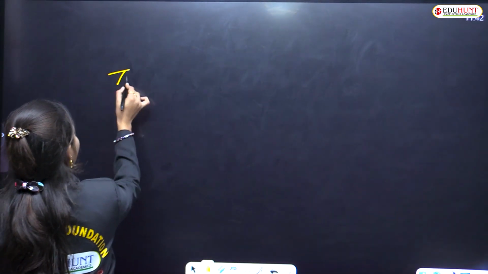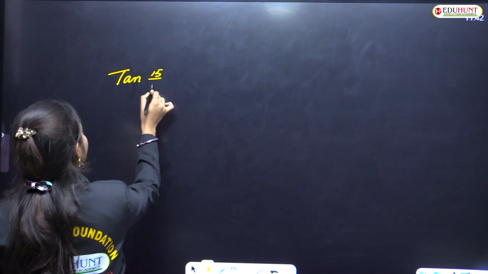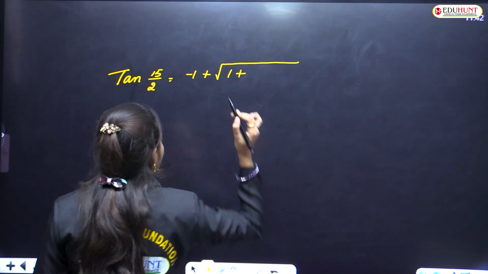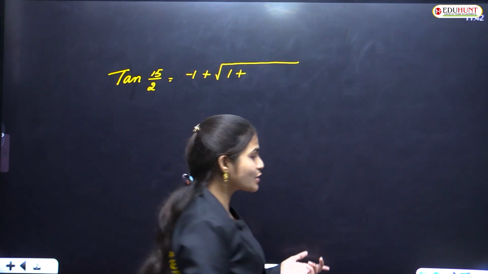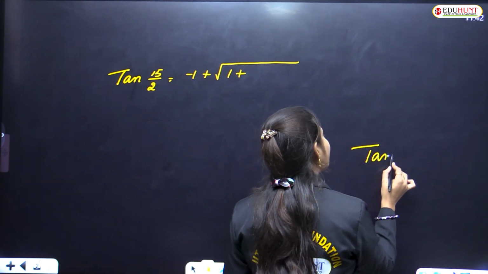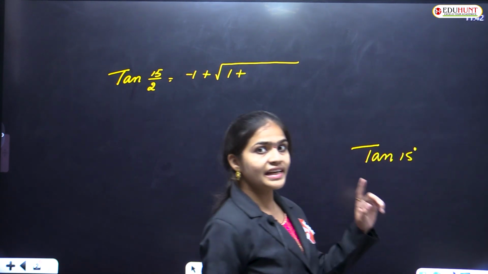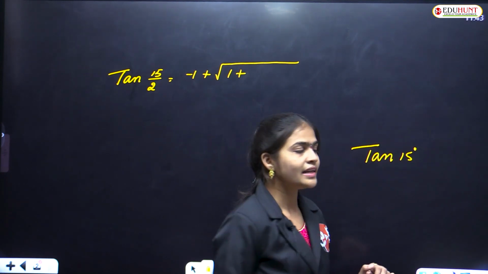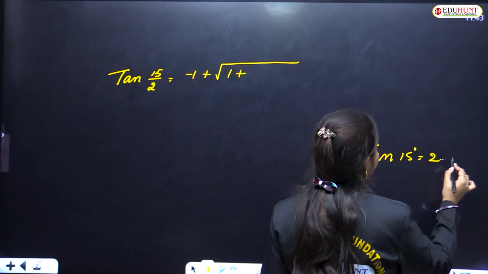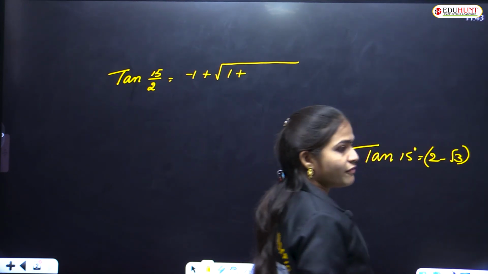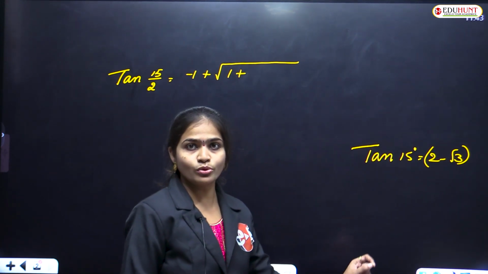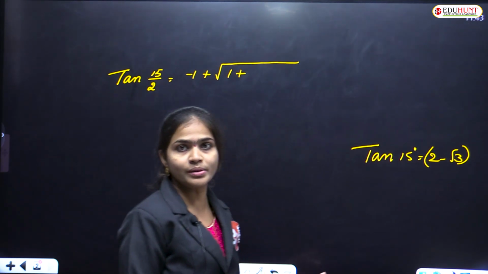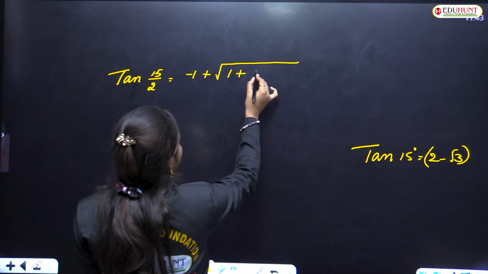Now tan 15 by 2 is equal to minus 1 plus square root of 1 plus tan square 15. For tan square 15, first we have to know the tan 15 degrees value. In the previous videos we already learned the tan 15 degrees value. What is it? 2 minus root 3. That value we have to substitute here. You have to remember all these values.